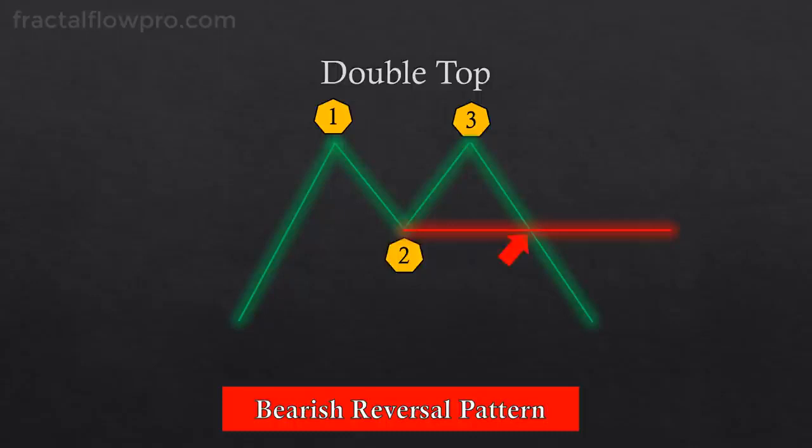The logic behind this pattern lies once again in the simple mechanics of highs and lows in the chart. A double top means that there are 2 highs hitting the same level, and that means that the second high failed to go above the first one.